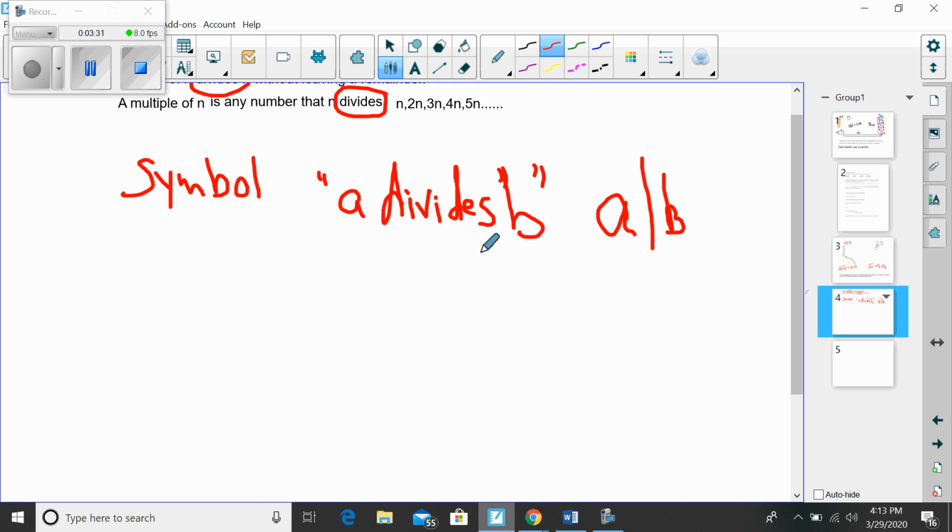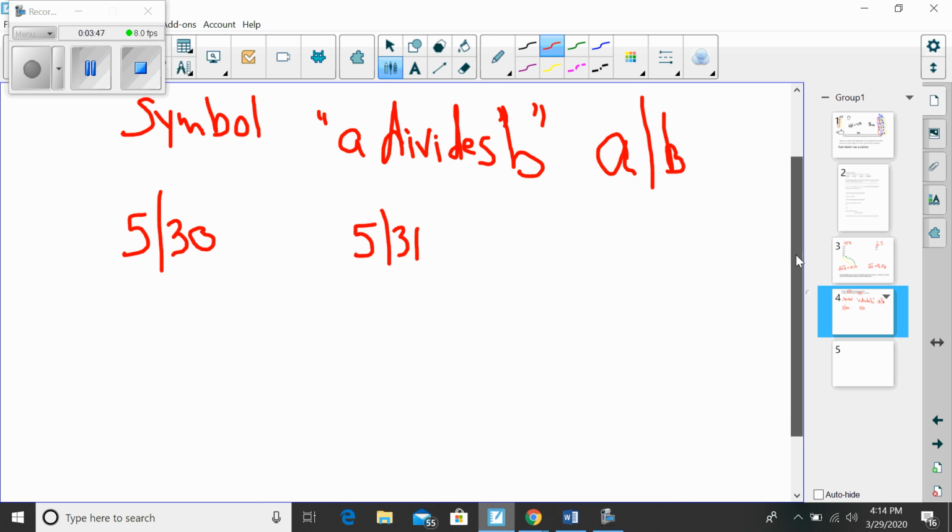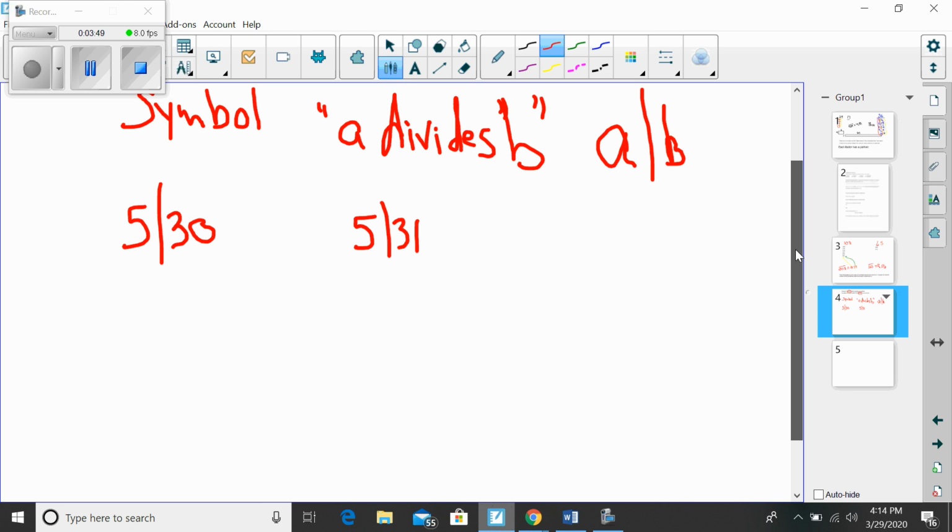Again, you have an intuitive sense of what divides means. So if I said to you true or false, and this says 5 divides 30, and this says 5 divides 31. If I said, which is true and which is false? You understand this concept of divides, and so you would label this as true. And then you'd say, well, no, that's false. 5 does not divide 31.